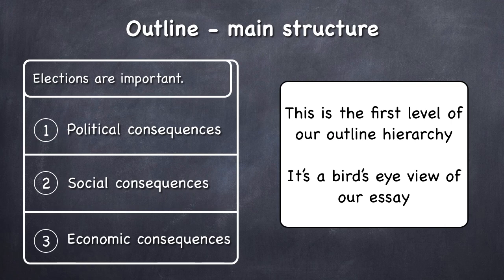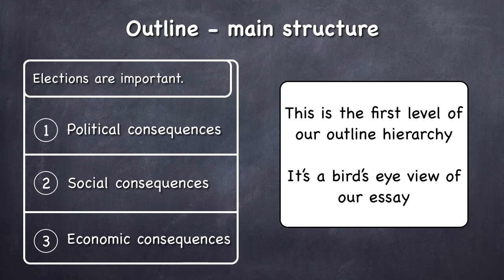And now we actually have our main structure outline. We have our main structure, which means we have 3 main sections. Okay, we know our main point is that elections are important, and we're going to have 3 sections. The first one devoted to political consequences, the second to social consequences, and the third to economic consequences. Okay, and this is the first level of our outline hierarchy. It's like the bird's eye view of our essay. Okay, but this is a great place to start.